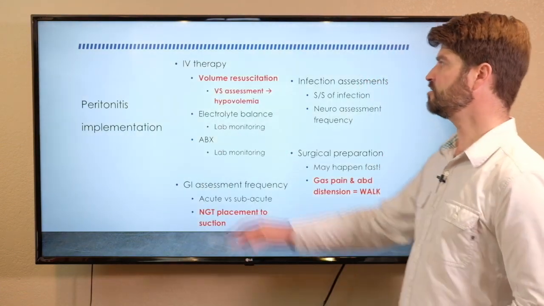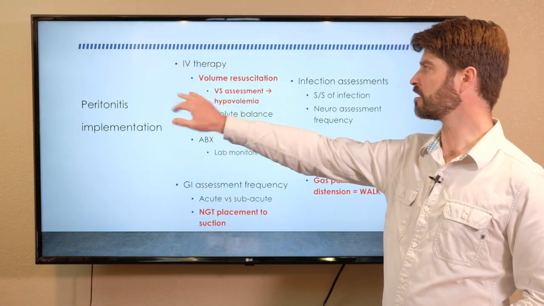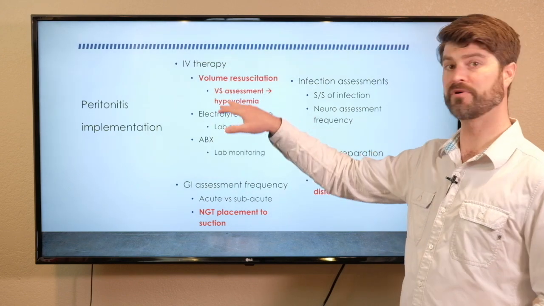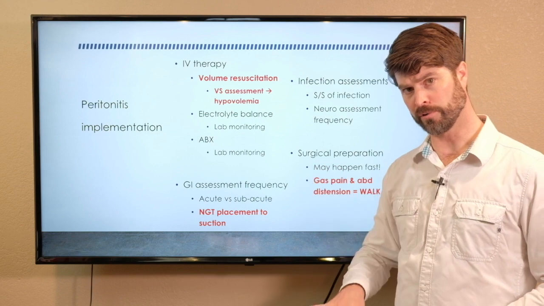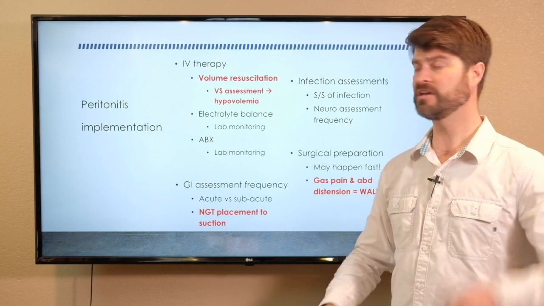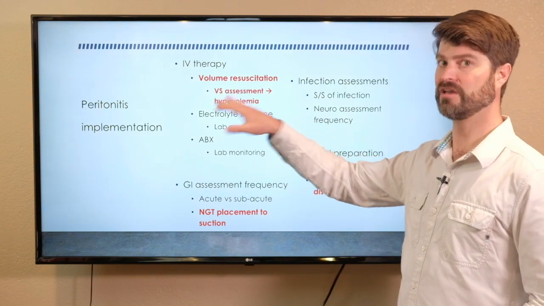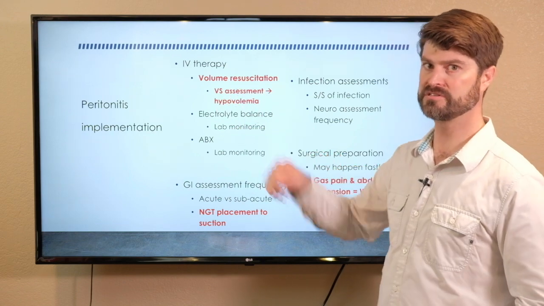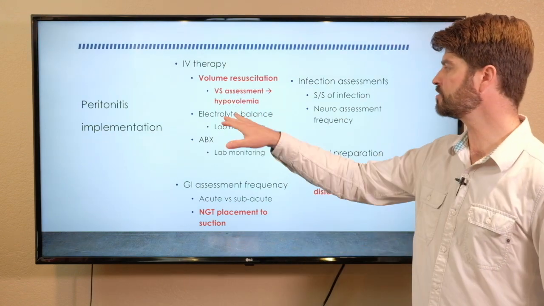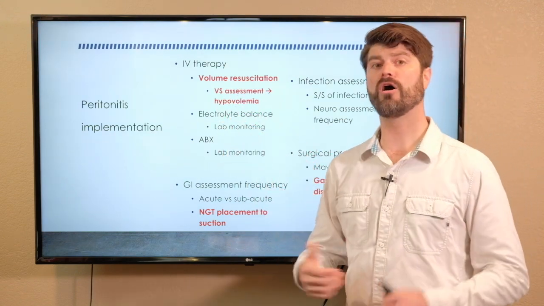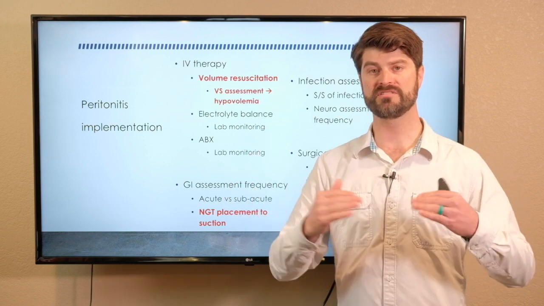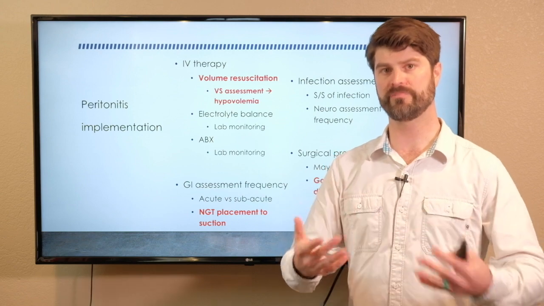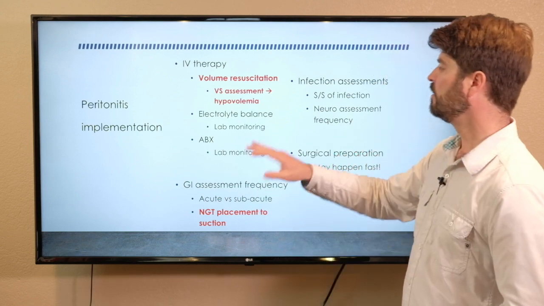So for implementation, IV therapy, big thing. We want volume resuscitation to prevent hypovolemia. So we're looking for things like a low blood pressure, high heart rate, indicating that we need to give some fluids to these patients. Also things like electrolyte imbalance, all of that supplementation is going to be based off their lab results. So if we see a low potassium, we'll give potassium, right?